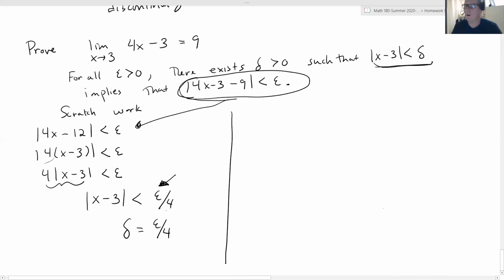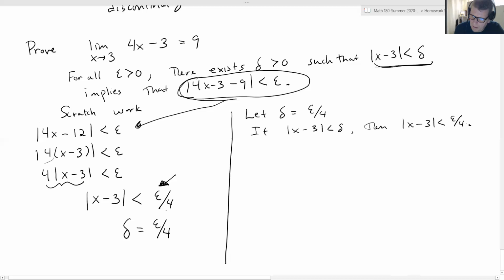So now, here's how you formally write it. We're going to say let δ = ε/4. If |x − 3| < δ, then |x − 3| < ε/4, by what I just defined. So 4|x − 3| < ε. I just did some algebra there: multiply both sides by 4.